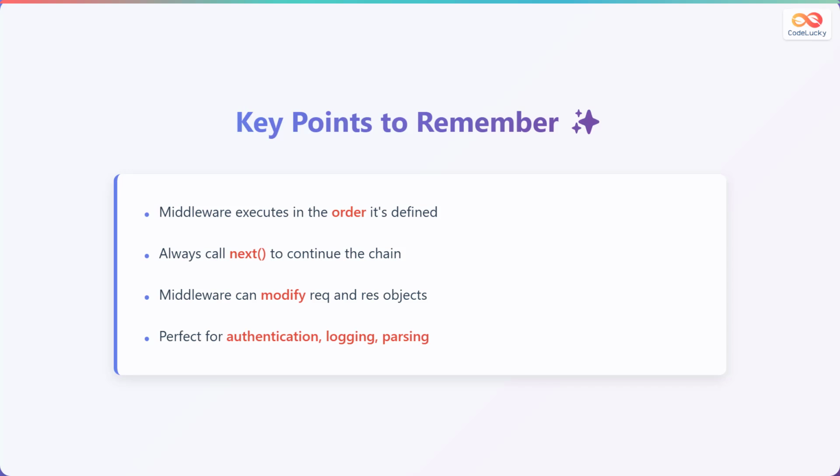Let's recap the key points to remember about Express Middleware. Middleware executes in the order it's defined. Always call next to continue the chain. Middleware can modify the request and response objects. They are perfect for authentication, logging, and parsing.